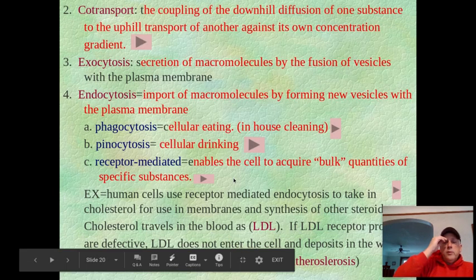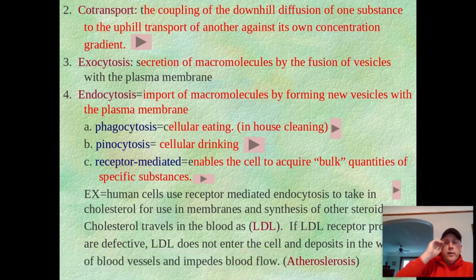What that leads me up to is this last thing, and that's getting rid of bulk quantities of substances. That's called receptor mediated. These will just be matching questions on the test. I'm not going to go into a lot of detail on any of these. You may think, man, Mr. Yance is going through these really fast. I am, because we will zero in on them in some other chapters. But I do want to throw this one out there.